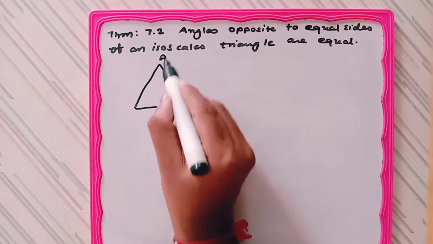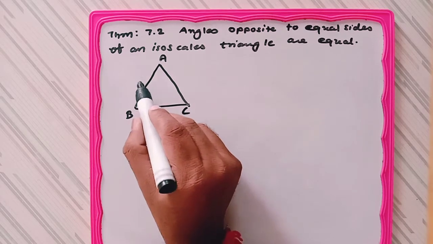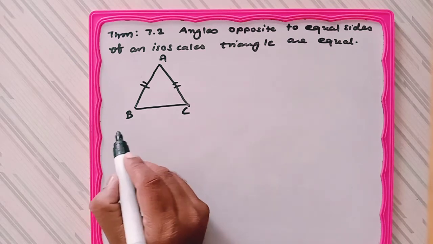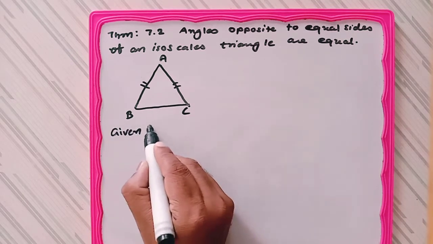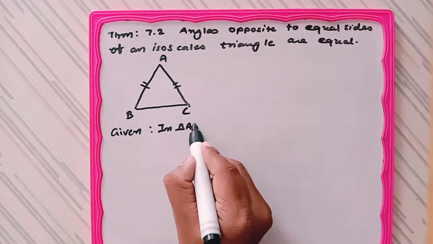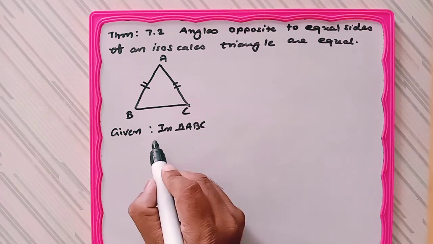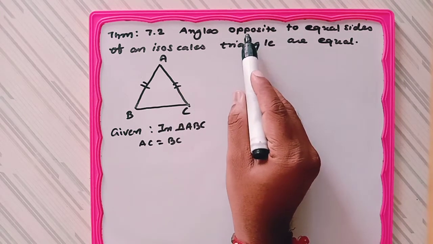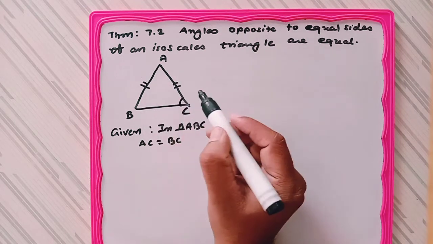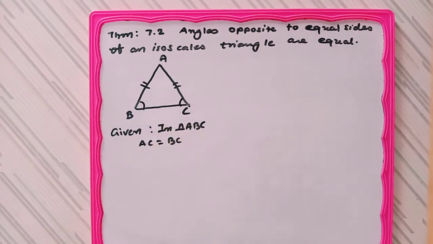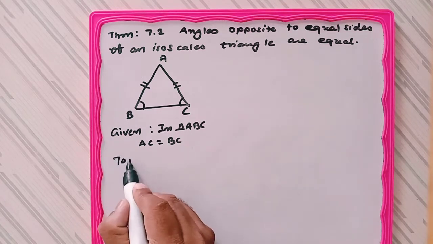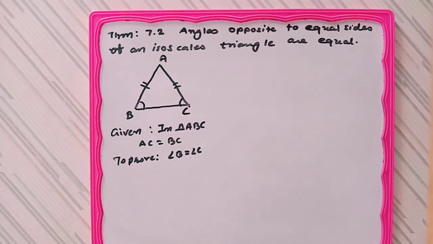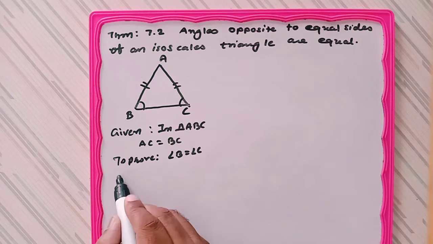So we take triangle ABC as an isosceles triangle, where the two sides AB and AC are equal sides. So the given information in triangle ABC is AB equals AC. Now we want to show that the angles opposite to the equal sides, that is, angle C opposite AB and angle B opposite AC, are equal. So to prove, we have angle B equals angle C. Now we start the proof.